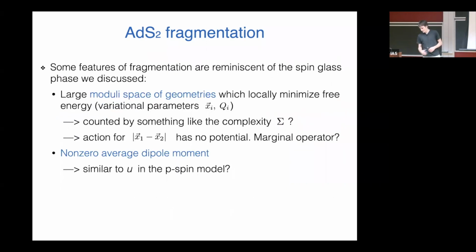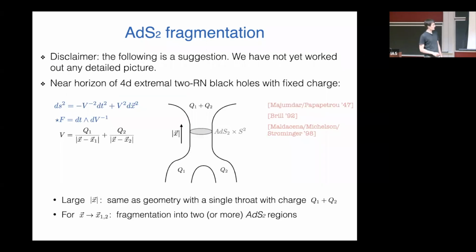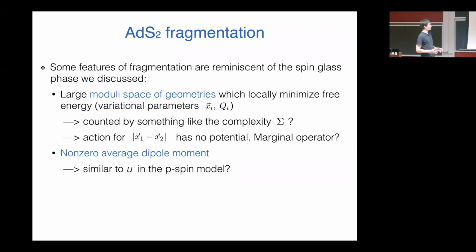So there's a moduli space of these solutions, because you have these parameters xi and the charges, and of course you can add more throats. Nothing stops you from stopping at 2. You can put more, and you have a freedom where you put them, and they're diagnosed by an average dipole moment that we wonder if that's like this order parameter u that we had in this glass model.